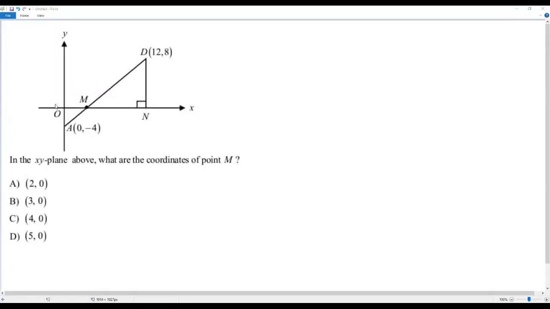Here we have a SAT math problem. Okay, let's go to the question. In the xy plane above, what are the coordinates of point M? Okay, here in the given figure, the point M represents the x-intercept of the line segment AD over here.